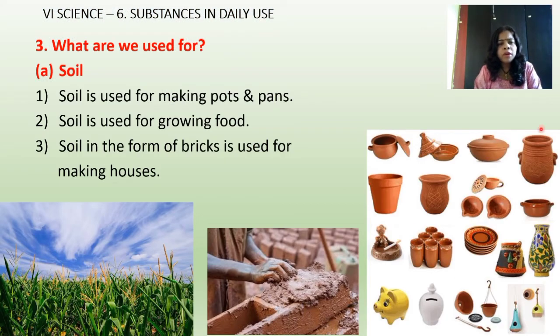Next one, what is soil used for? Soil is used for making pots and pans. See the different pots and pans and the articles, children. Soil is used for growing food. Soil in the form of bricks is used for making houses. So we make bricks for building houses, we use it for agricultural purposes, and we use it for making various articles.